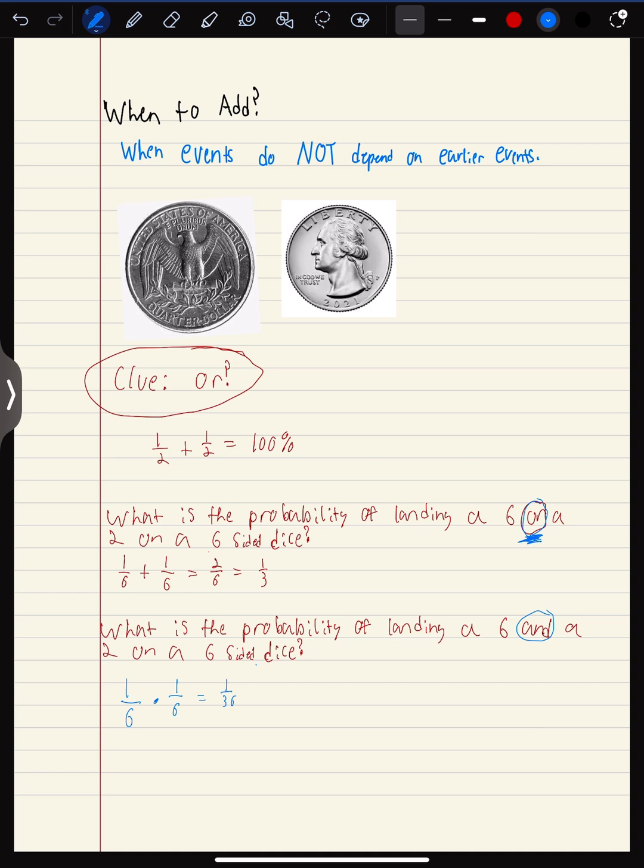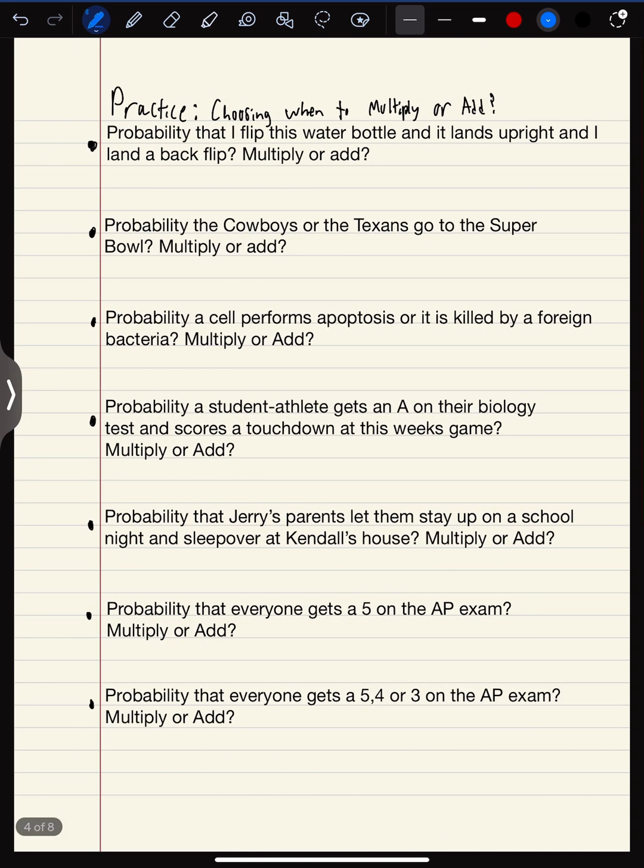Makes sense so far? Now let's do some practice on figuring out when to multiply or add. So I'm going to let you guys look at this. Pause the video, take some time, and we'll go over the answers together. Okay, hopefully you guys went through this by yourself, so let's go through it.